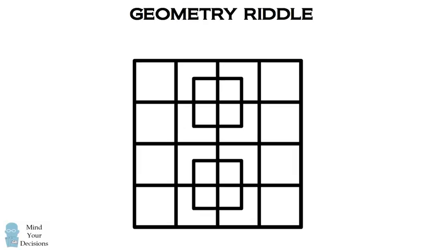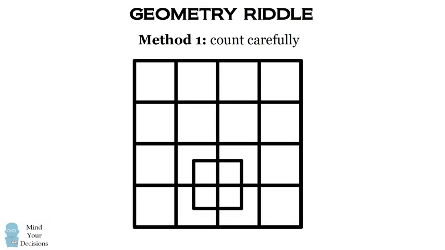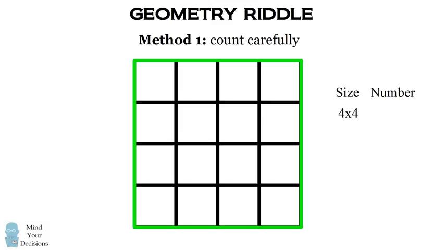One way to solve this problem is by counting the number of squares very carefully. We'll remove the two squares that are in the middle to be left with a 4x4 grid. Now we'll count the number of squares of different sizes. There's exactly one square that's 4x4, that's the big square. And then we'll count down the number of squares of smaller sizes.